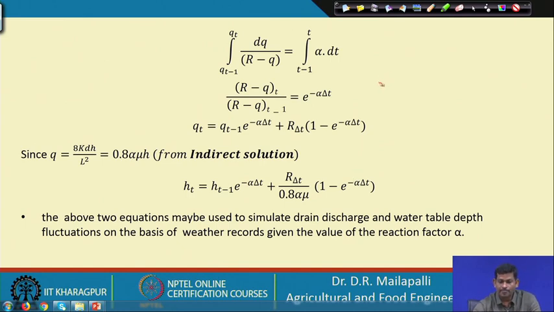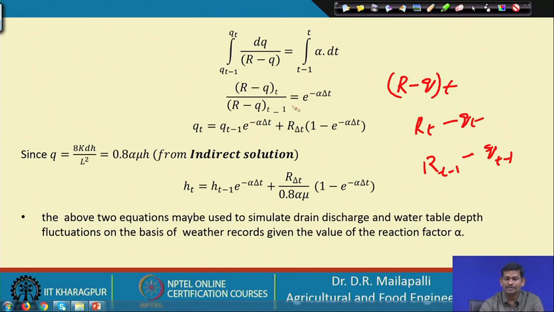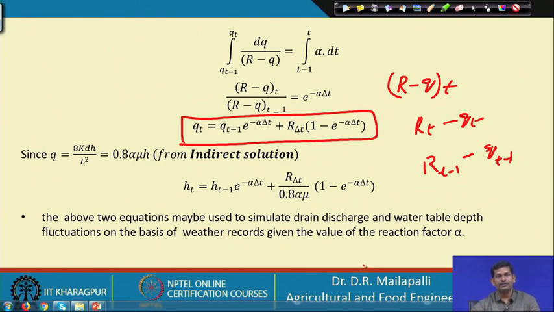Delta t will be the same, but R minus Q at t will be R t minus Q t. Similarly, R t minus 1 minus Q t minus 1. If you rearrange these terms, you get the final equation: Q t is equal to Q t minus 1 e power minus alpha delta t plus R delta t into 1 minus e power minus alpha dt.